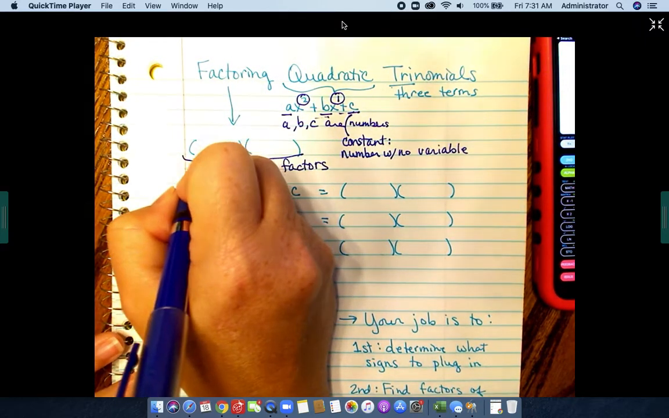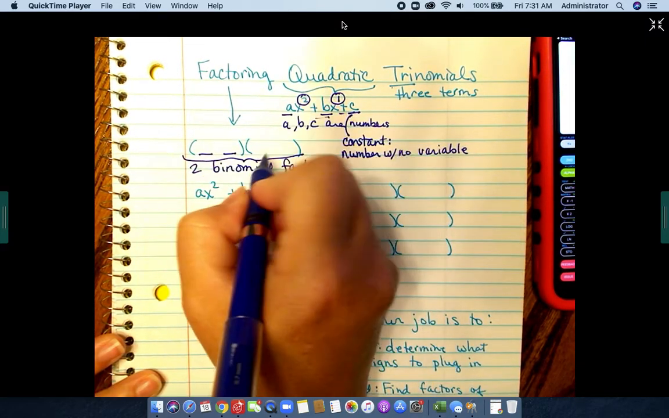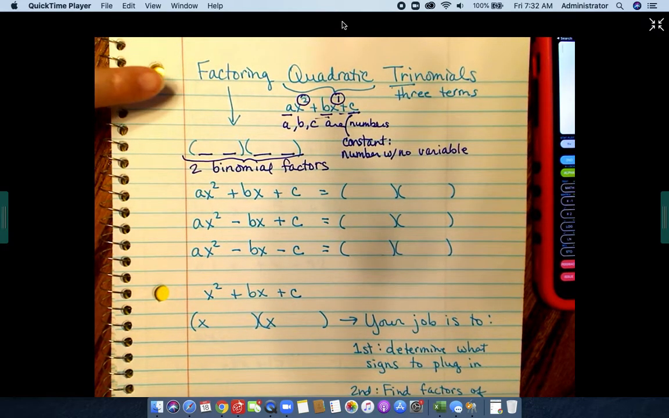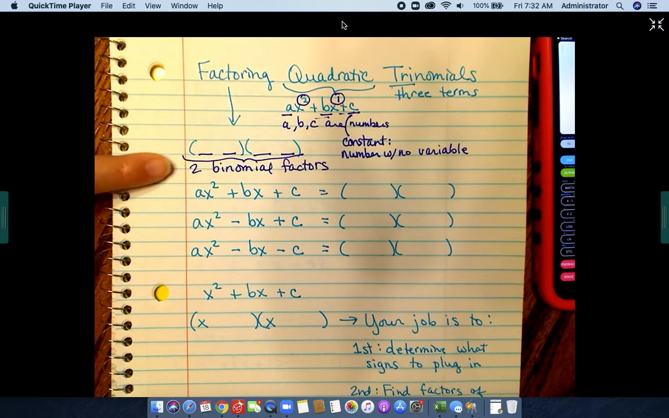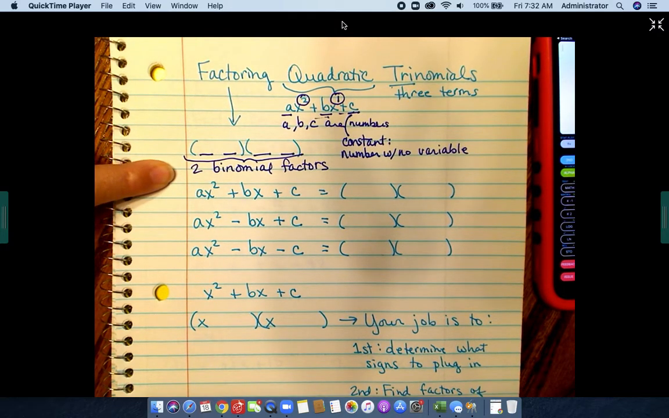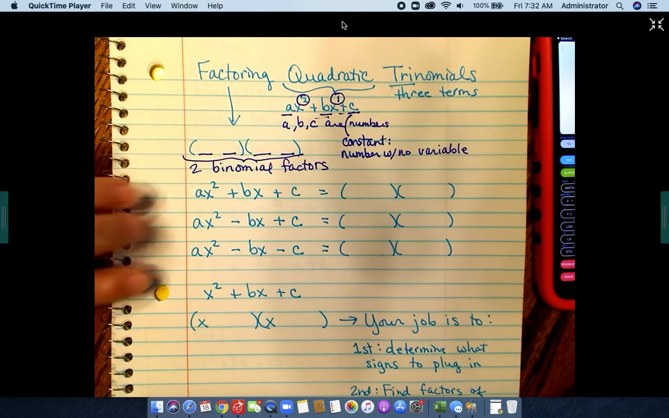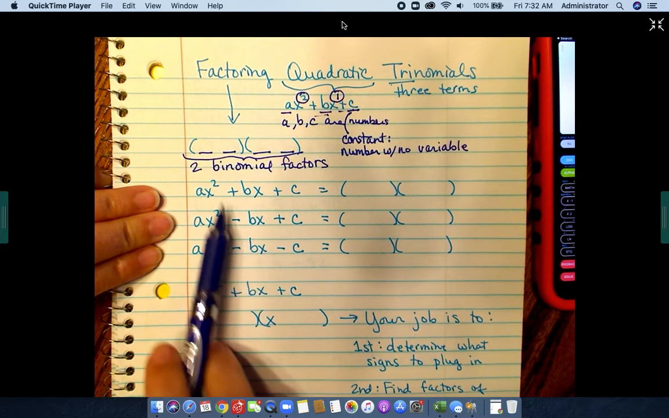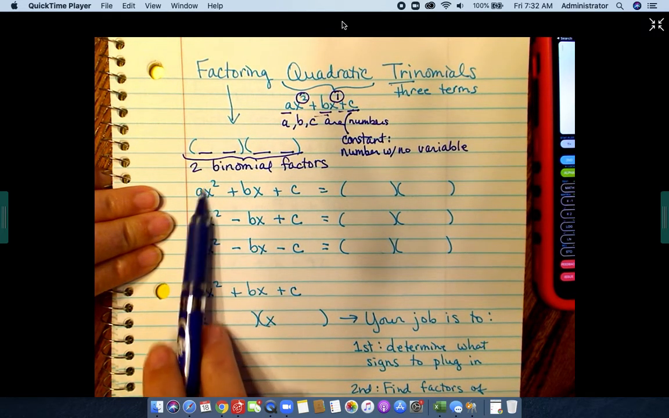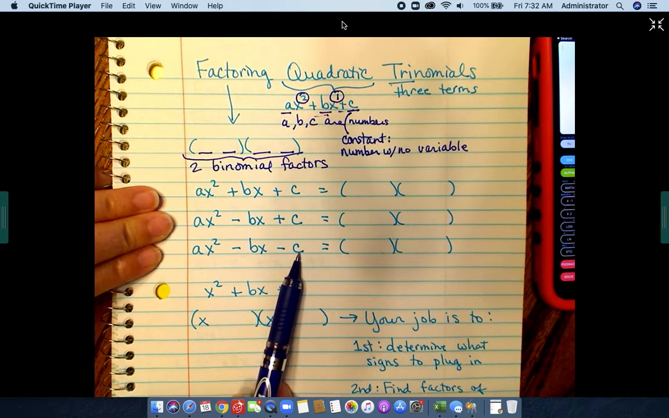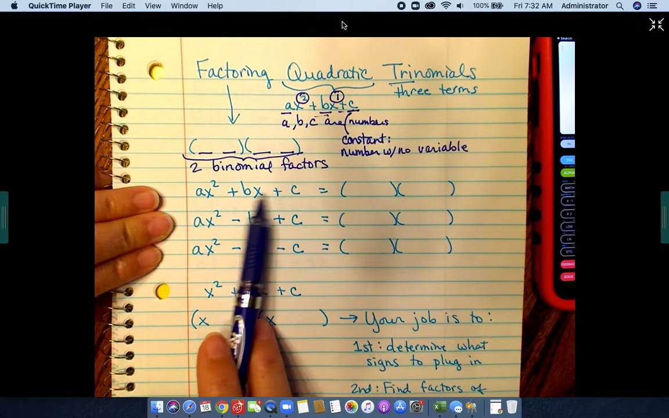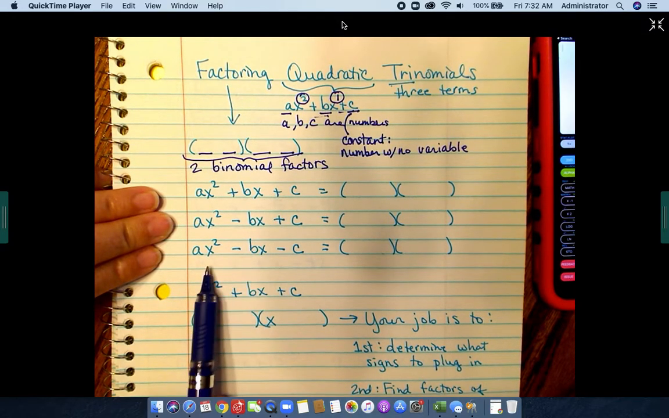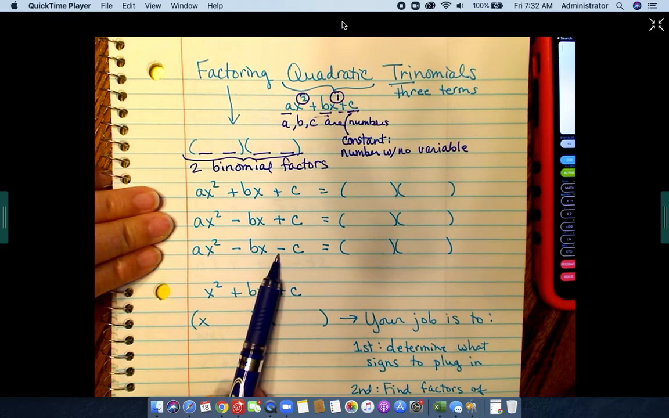So two binomial factors means we will have two terms inside each set of parentheses. So again, the factors of a quadratic trinomial are two binomial factors. And with quadratic trinomials, there are three types. Notice what's different about each of these. The form is still the same. We still have our ax squared, our bx, and our c terms. But in this case, we have two positives. In the second case, we have a negative then a positive. And in the third case, we have a negative and a negative.